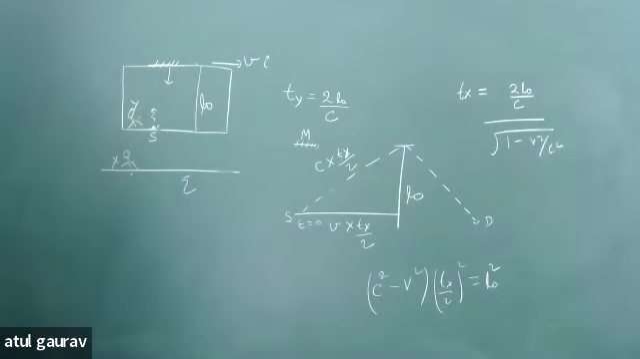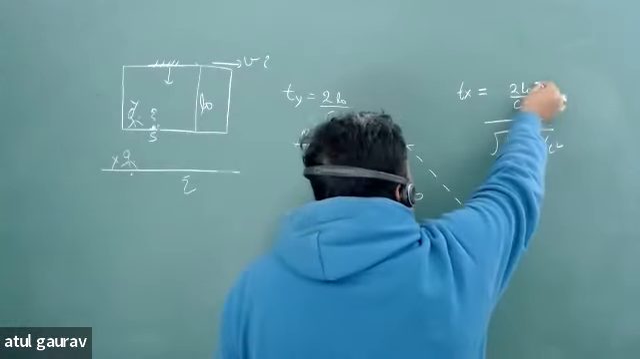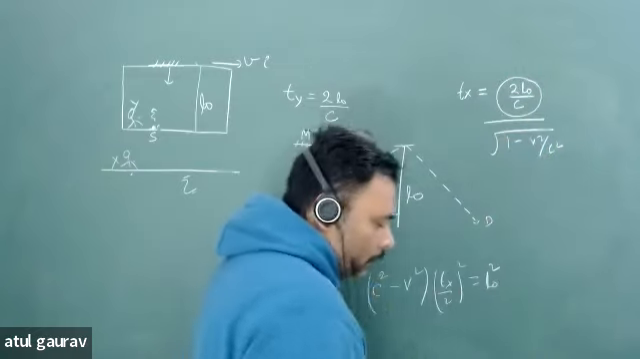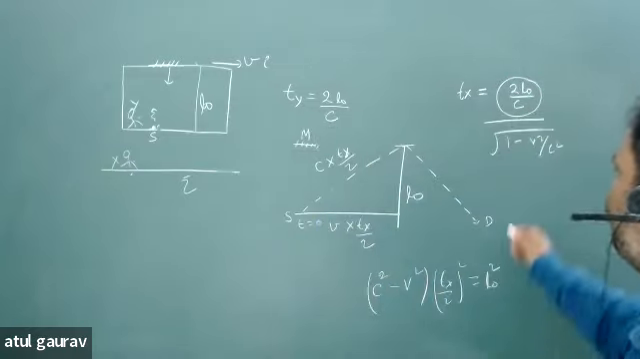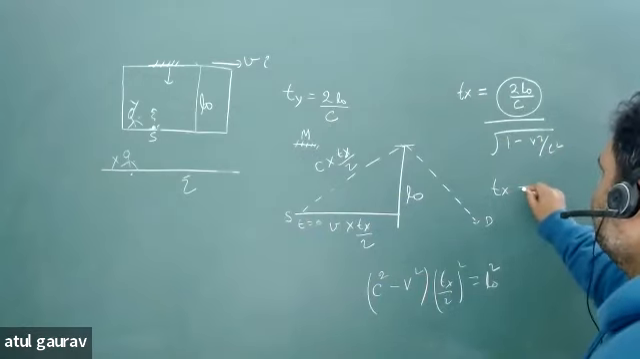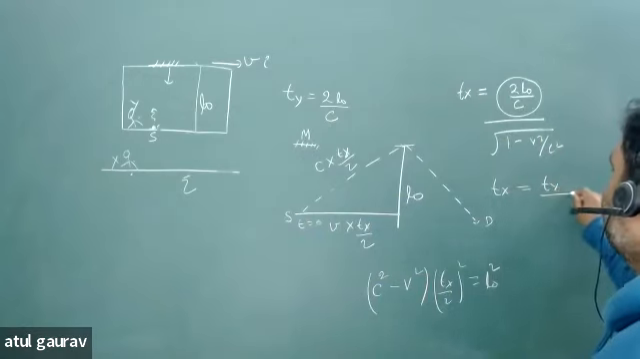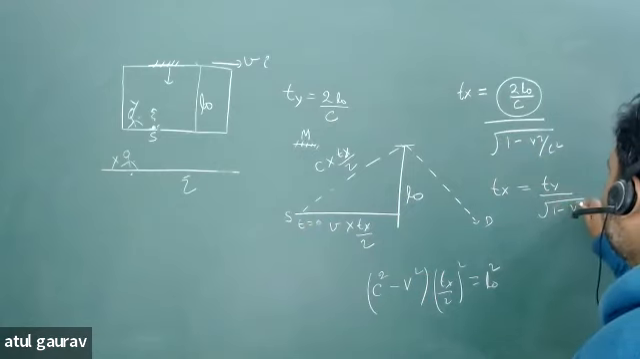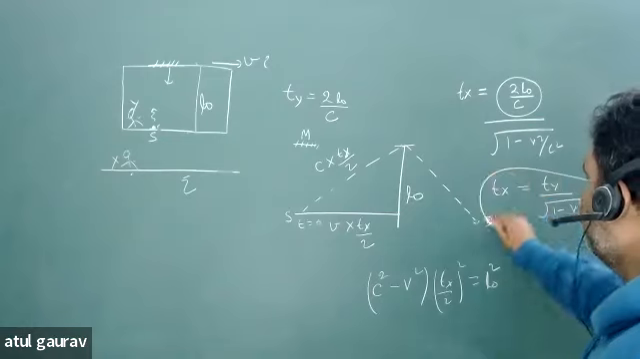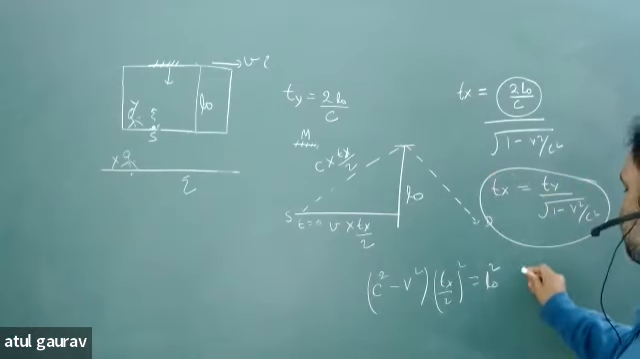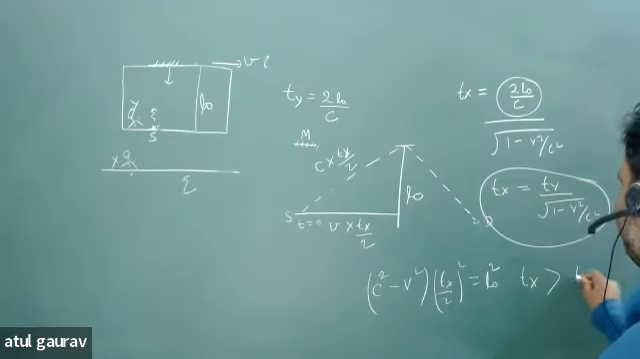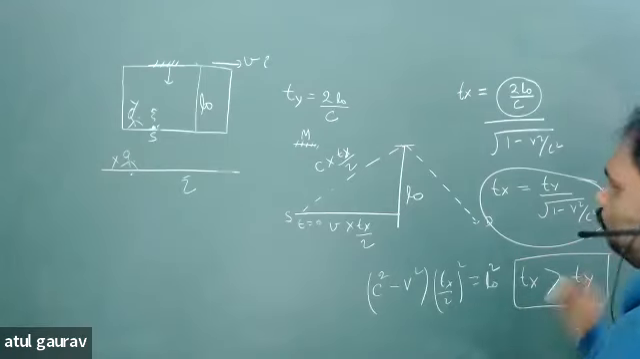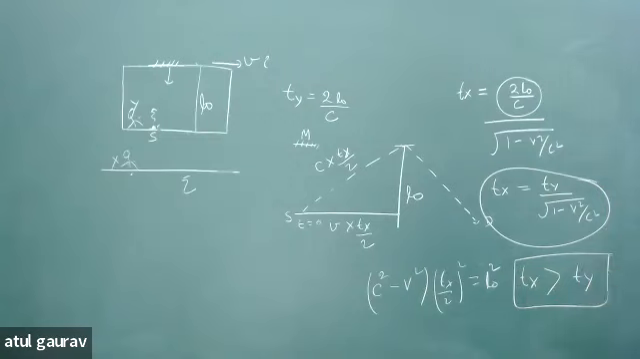Am I correct or false? ठीक है ना? Yes. And what is this 2L naught by c? Ty. Now tx is equal to ty by root under 1 minus v square upon c square. And now you can see this tx is greater than ty, isn't it? This tx is greater than ty.